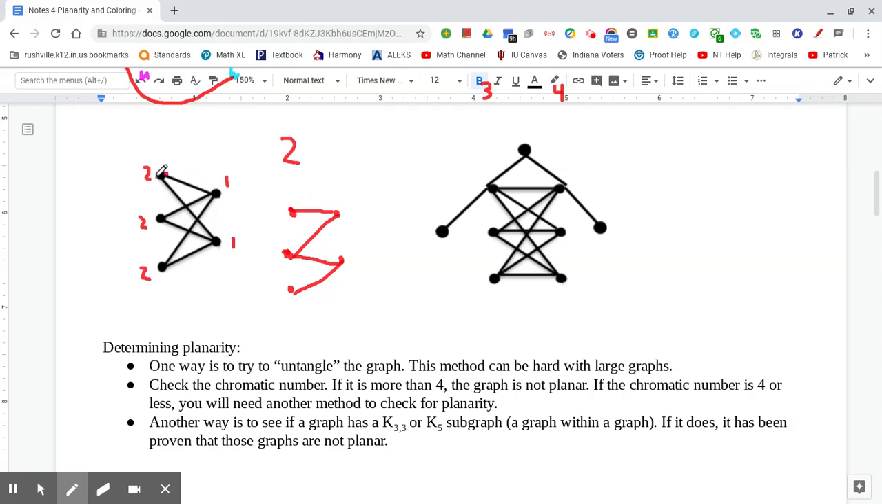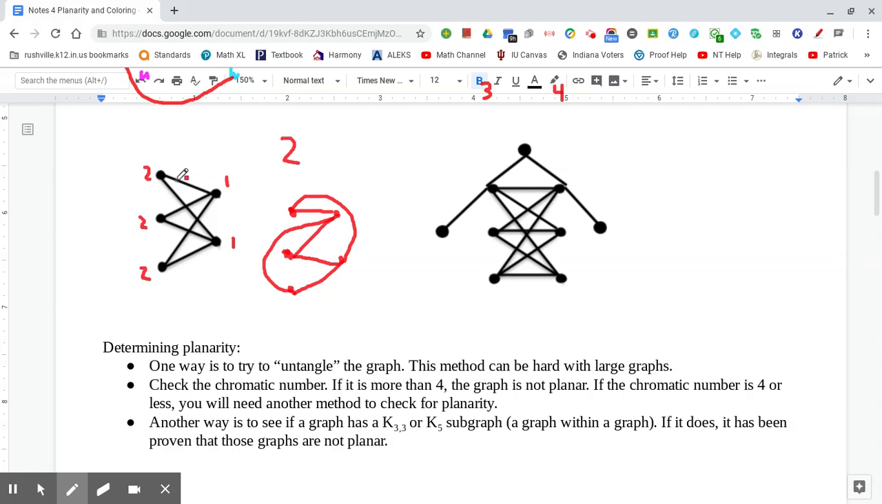Let's see. So then now I need to get this vertex adjacent to this one. But if I go here, it's going to cross. So I'm going to go around. All right, and then I need this vertex adjacent to this one. All right, so what I could do is go right through here.